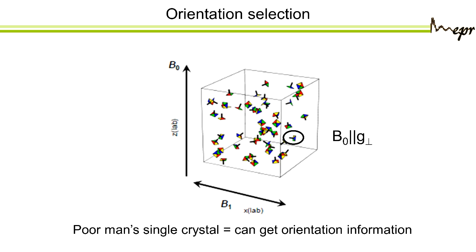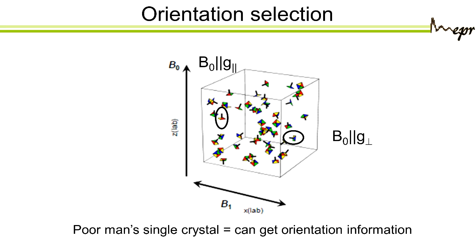So here, for instance, as an example, if I'm placing my field along g perpendicular, I will select this particular molecule, because the black part corresponds to g parallel, and if I put my field along the g parallel position, then I will select this. So you see, only very few really contribute to my signal. So it's like a poor man's single crystal, right?